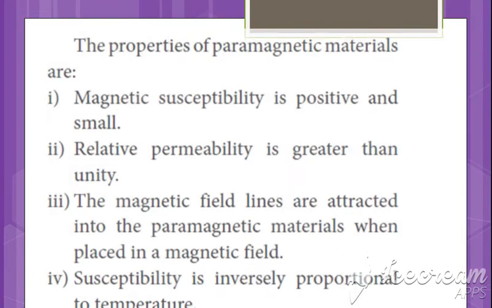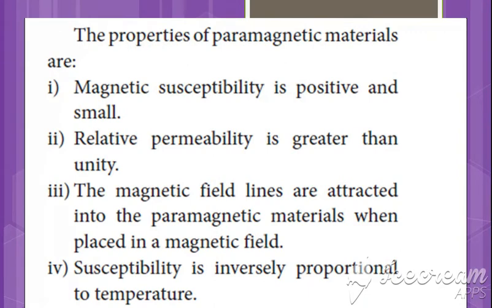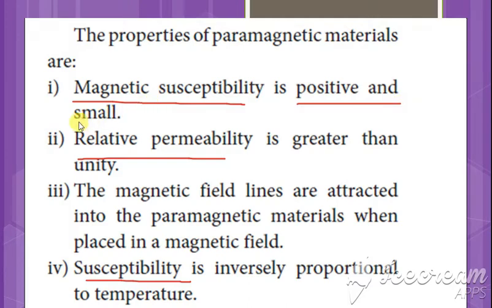Next we are going to see the properties of paramagnets. The first points are the same, the basic ones: susceptibility and relative permeability when placed in the magnetic field. Here the susceptibility, which was negative there, is positive and small. And the relative permeability, which was less than 1 there, is greater than unity, meaning 1, here.